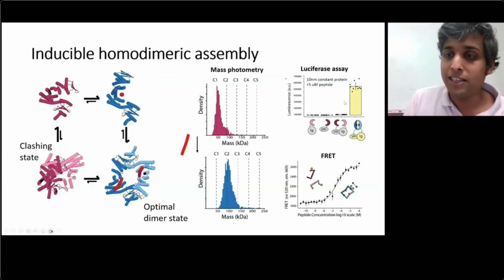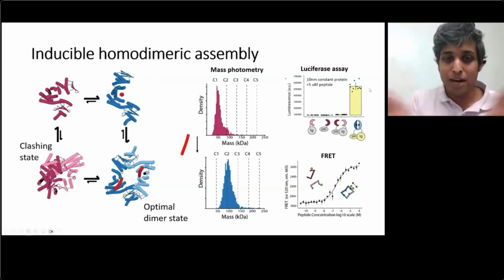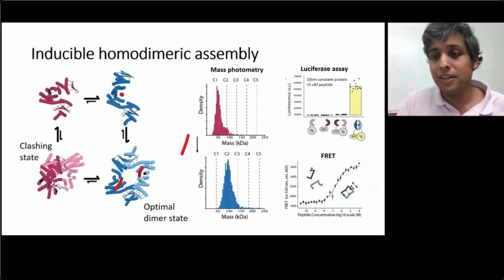But when you throw in the peptide, there's a dramatic increase in luminescent signal, consistent with conditional assembly into dimers. So you can directly connect binding of this peptide to a light-based signal.